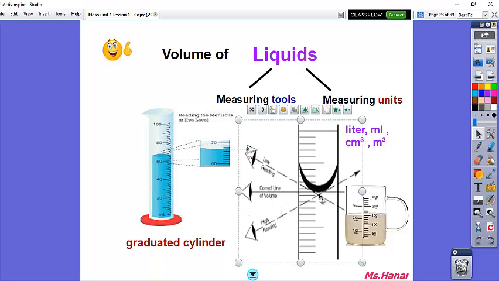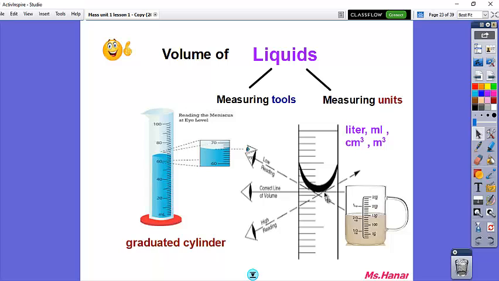Look at this picture. The first eye level is wrong because it is a low reading from the wrong level. The third eye also is wrong because it reads a higher reading than normal. The correct position is the second eye. It reads the correct line of volume.